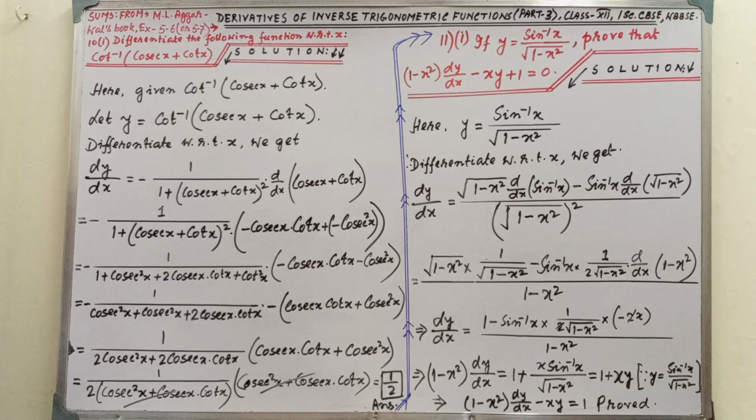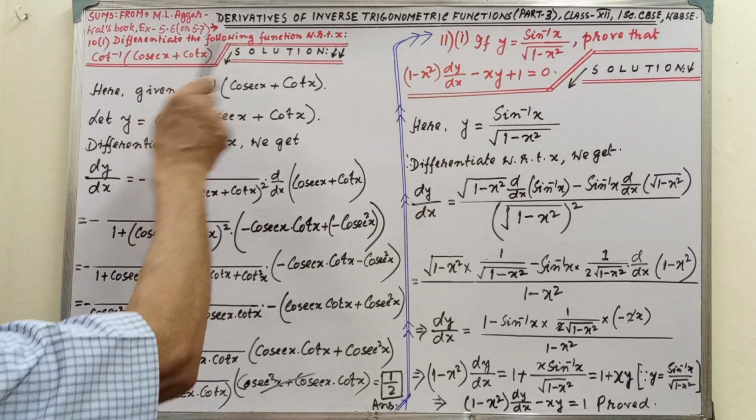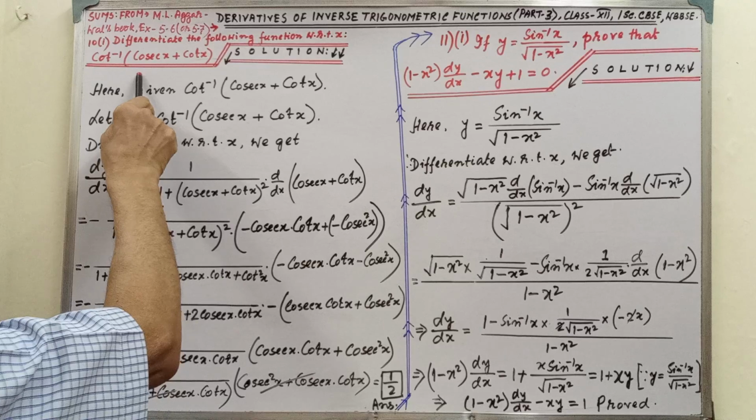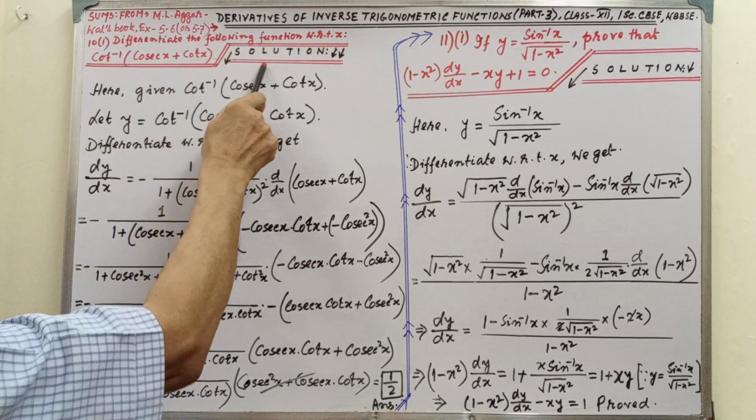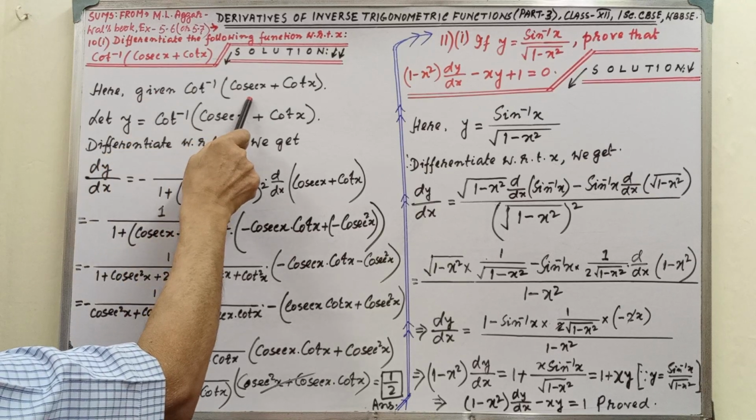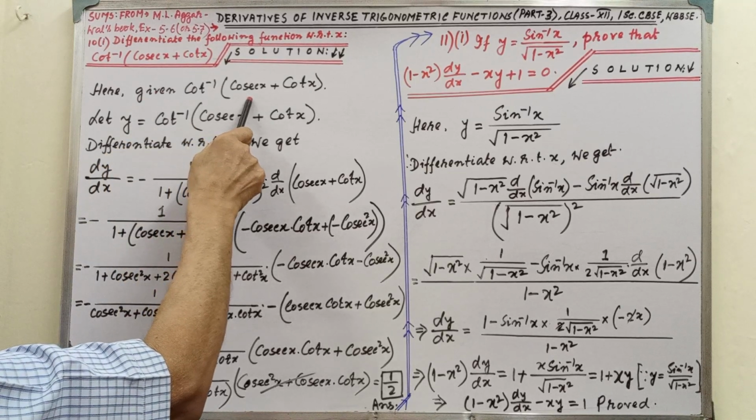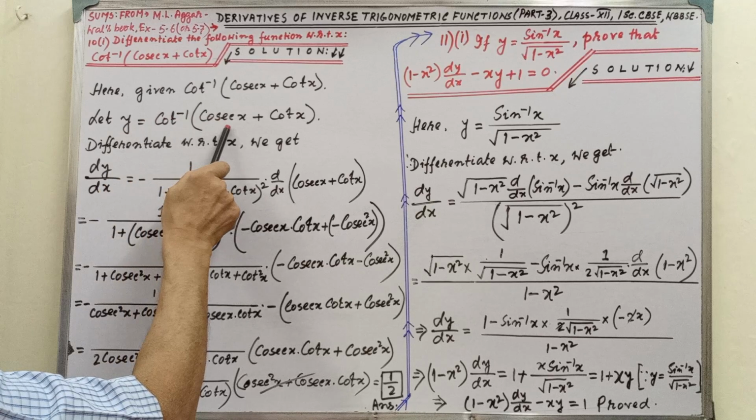Sums given from Emil Agarwal's book, exercise 5.6 and 5.7, that is the old book. Differentiate the following function with respect to x. This is the function, that is cot inverse of cosec x plus cot x. Solution. Given cot inverse of cosec x plus cot x. Let y equal to this.